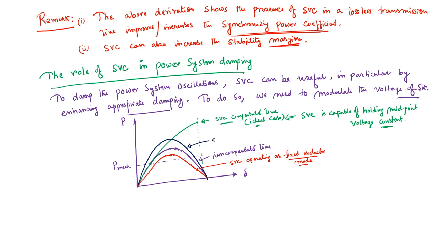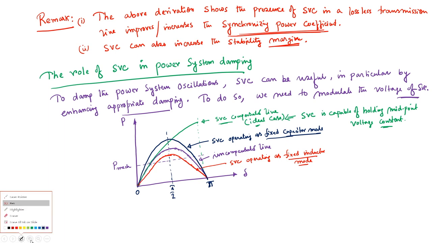So, this is for the SVC operating as a fixed capacitor mode or fixed capacitor mode of operation. Okay. Now, one thing that you can see over here is, I already explained that the theoretical maximum limit of the stability is this, that corresponds to delta is equal to pi by 2. This is delta is equal to pi. So, this is the theoretical maximum stability limit.